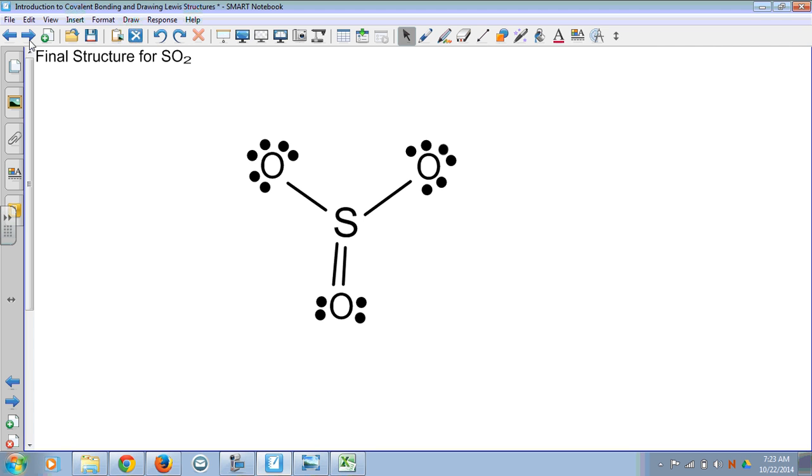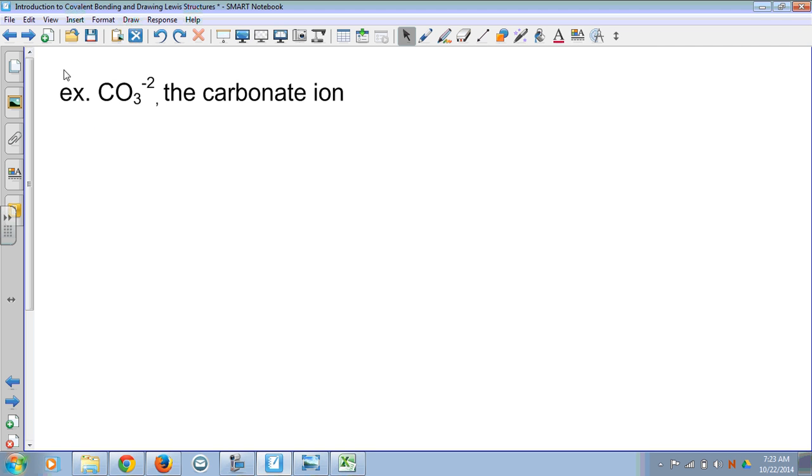Take some time now to try the next example on your own, the carbonate ion. I'll leave that example on one of the whiteboards for you guys to check.